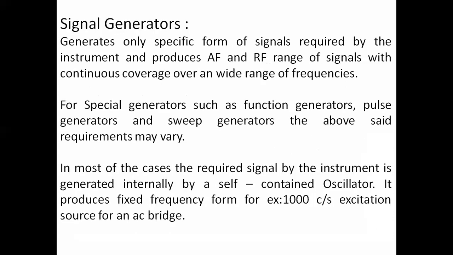And signal generators generate only the specific form of signals required by the instrument and produce audio frequency and radio frequency range signals, with continuous coverage over a wide range of frequencies. Signal generators produce audio frequency and radio frequency signals, and they cover all the frequency ranges.